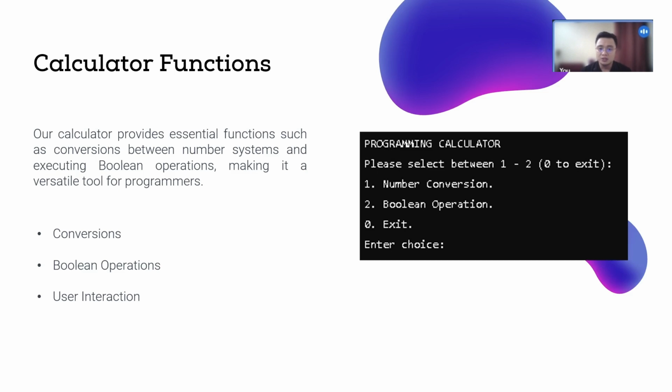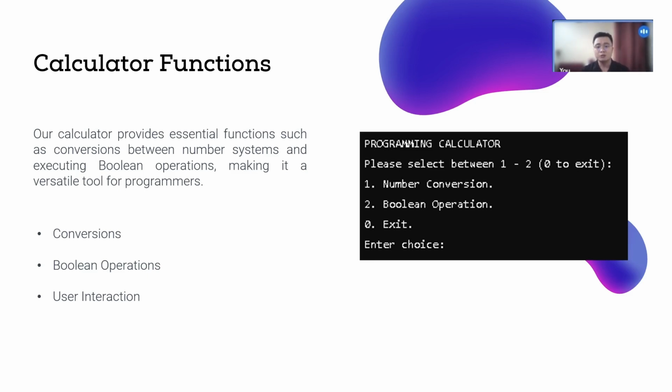We move on to the Boolean operations. Boolean operations introduce logical operators, that is AND, OR, NOT, and XOR, and also bitwise operations that manipulate individual bits. These operations are used in programming and problem solving, such as checking conditions, manipulating flags, and performing data masking.